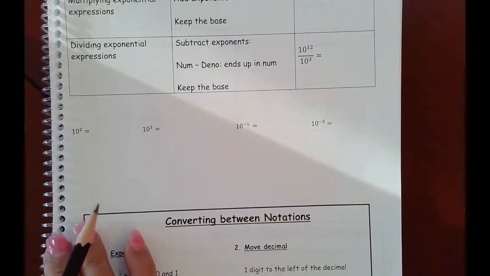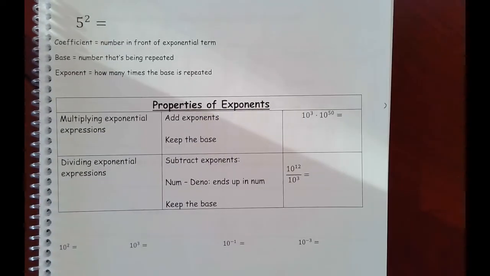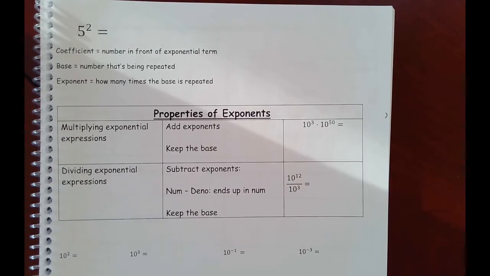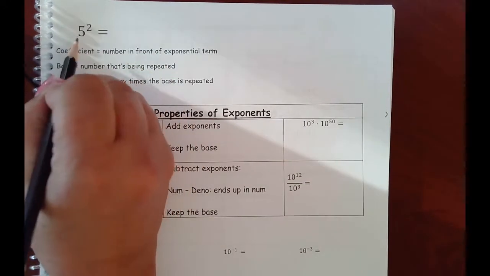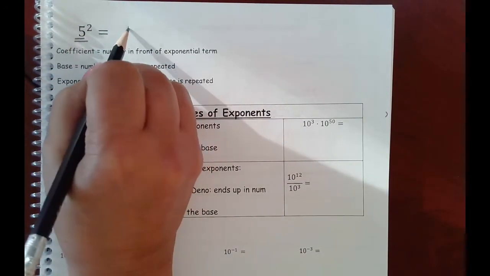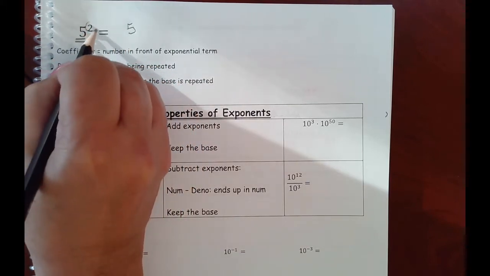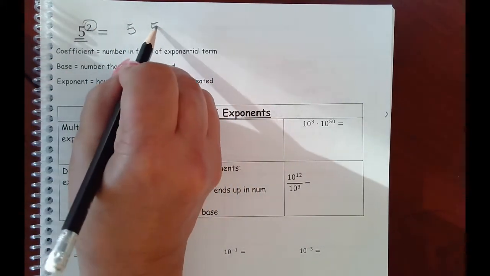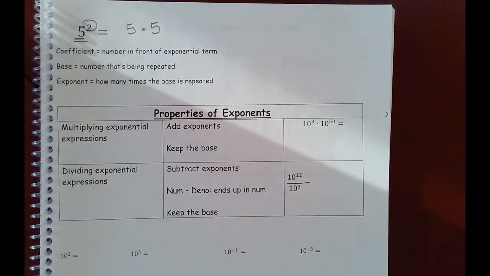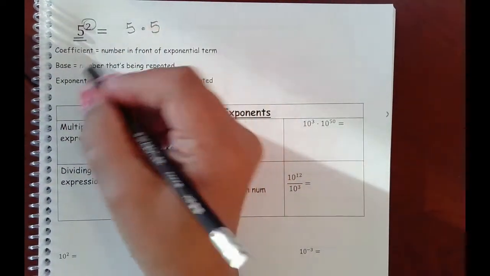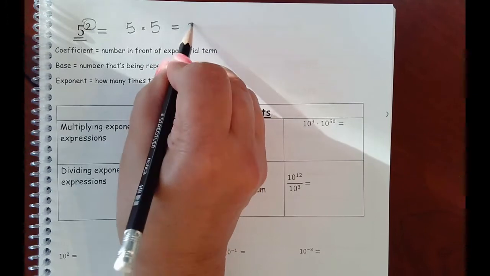We get to this problem here, which I want to make sure that people are no longer making the mistake of thinking that this is equal to 10. It does not mean 5 times 2. It means the base repeats this many times in the form of a product. Product meaning multiplication. So this is not equal to 10, it's equal to 25.